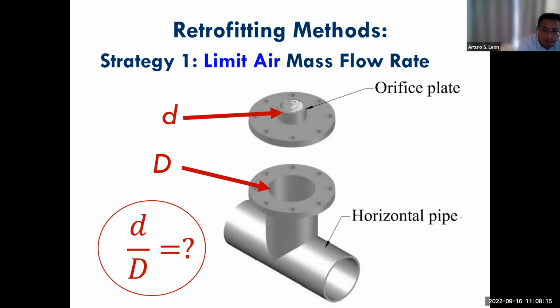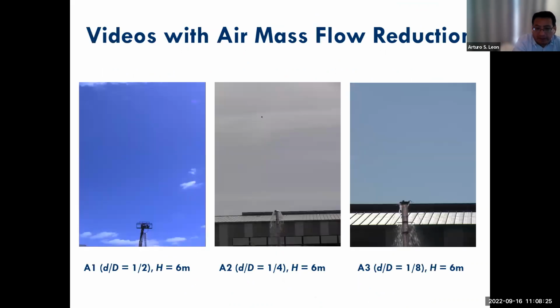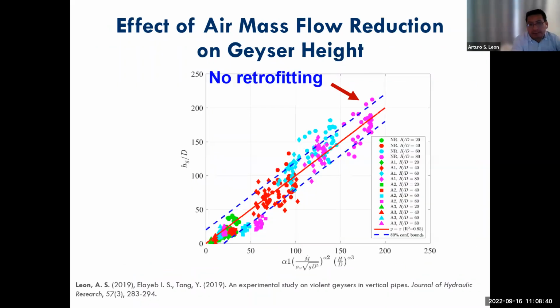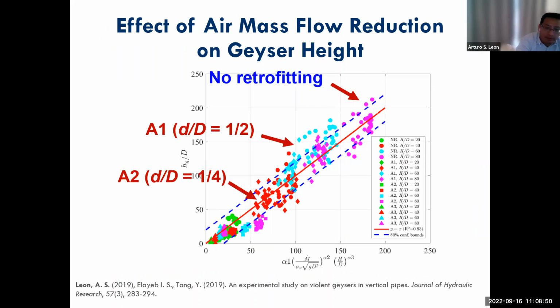And one easy way to mitigate sewer events is by reducing the amount of air that goes into the vertical shaft, which is also called a drop shaft. So we have tested those, and by reducing the inlet, we can reduce the geyser height. These are some data we have done: not doing anything, reducing the inlet by half, by 1/4, and by 1/8.